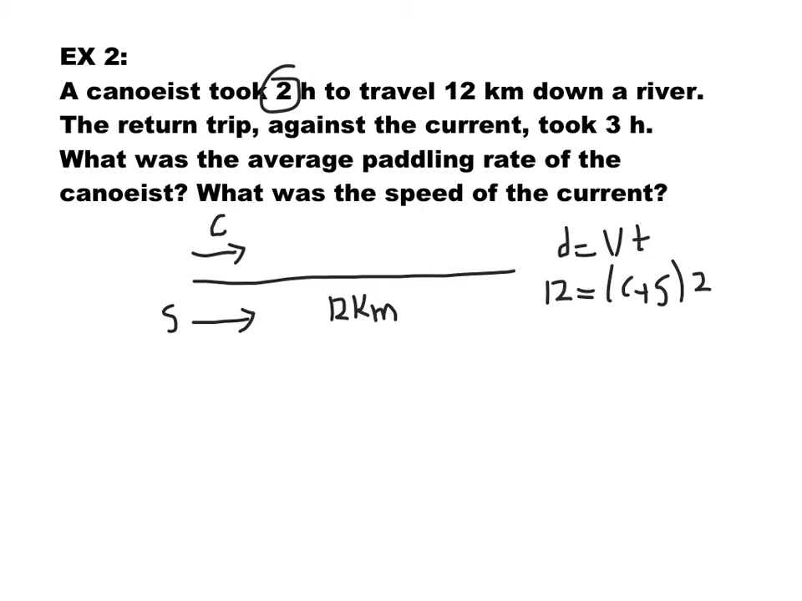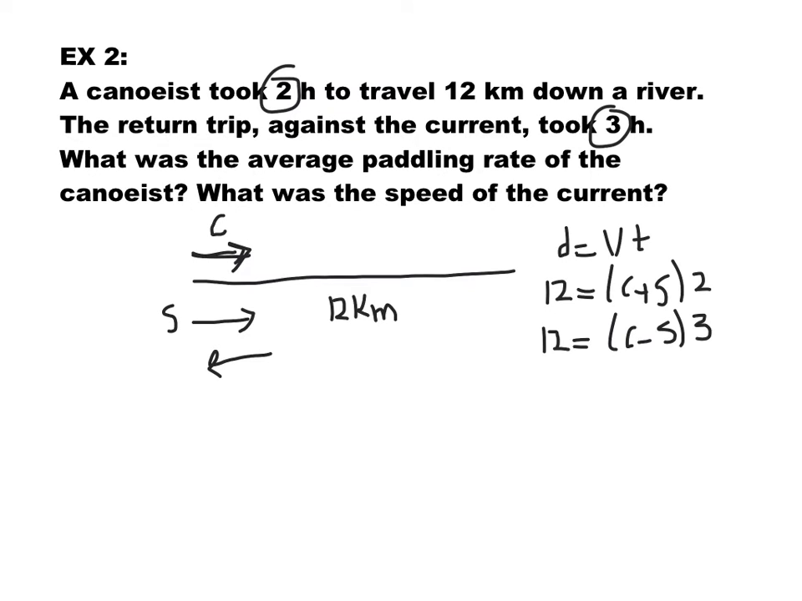The next time, the canoeist is going in this direction, but the river is going in the opposite direction, so the resulting speed is the difference between these two. So now I can say the distance, which is the same as 12, is now c minus s times 3 hours, because it says it took 3 hours.